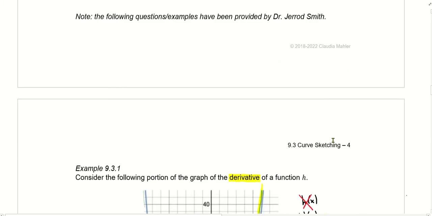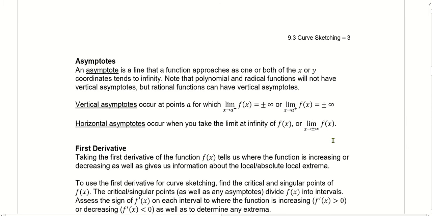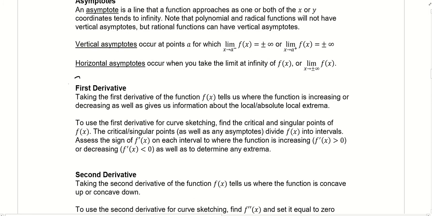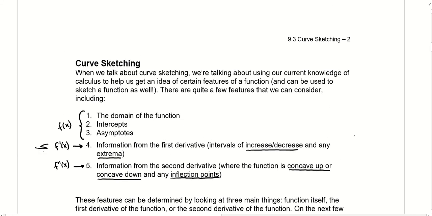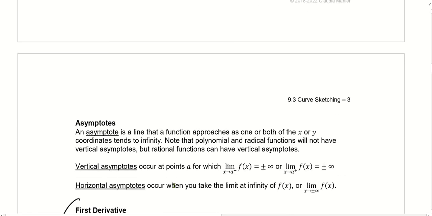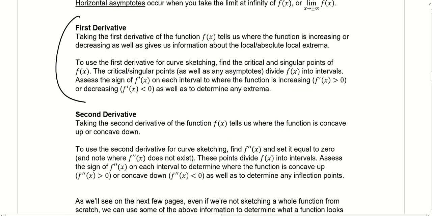So if I go back up here and look at page 2 and page 3, now I'm at part 4, information from the first derivative. This is again where I look at my intervals of increase and decrease and locate any extrema. The way that we're going to use the first derivative here is we're going to combine our two methods of looking for extrema and looking for intervals of increase and decrease.